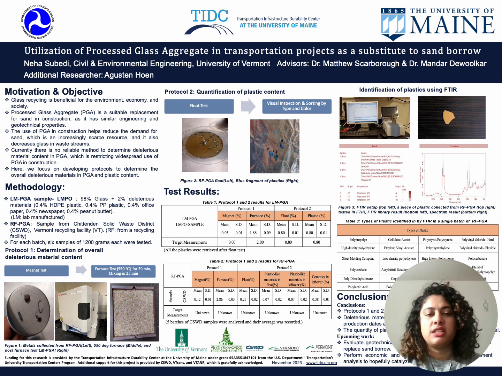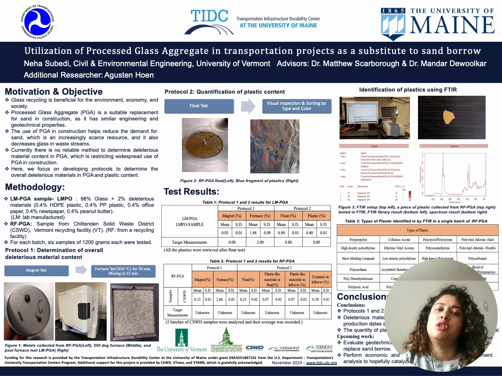We believe this is because clean glass has some metal additives while manufacturing. The furnace test removed 1.88% of the materials. Likewise, for the float test, we could retrieve all the plastics that we put in and nothing floated. No other materials floated except for plastics. Hence, we could conclude from our study that our two protocols are pretty effective in determining the overall deleterious materials and plastic contents respectively.